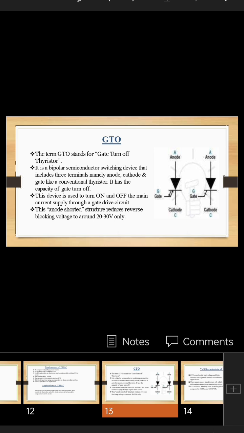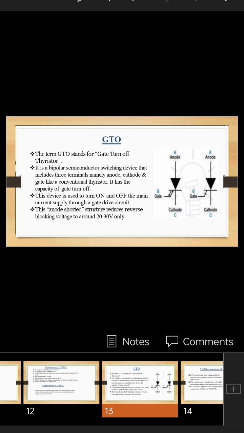GTO. The term GTO stands for gate turn-off thyristor. It is a bipolar semiconductor switching device that includes 3 terminals, namely anode, cathode and gate, like a conventional thyristor. It has the capacity of gate turn-off. This device is used to turn on and off the main current supply through a gate drive circuit.